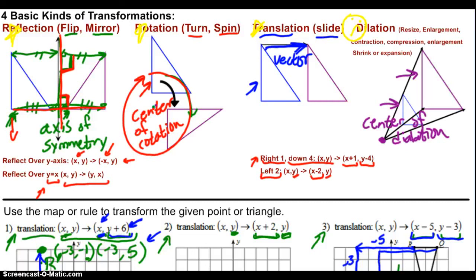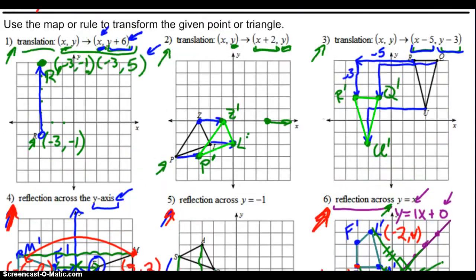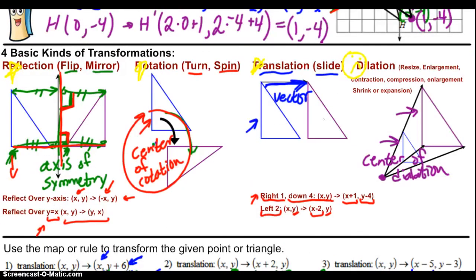The basic thing to remember is how to find a reflection. Something like number 4 and number 5 is what you want to be able to do. Number 6 we'll spend some more time on together in class. Let's talk about rotations and finish up this video.